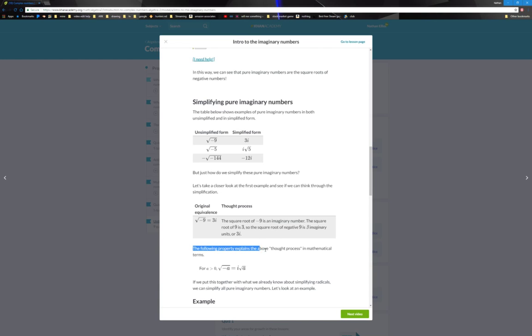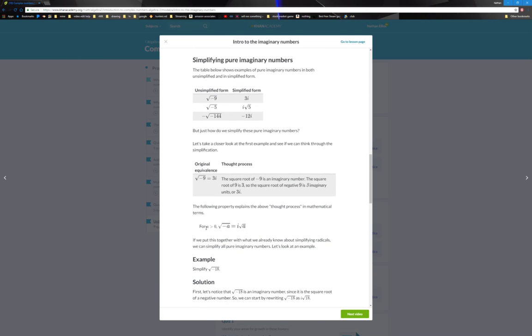The following properties explain the above thought process in mathematical terms. If a is greater than 0, then the square root of -a equals i times the square root of a. So if -a is less than 0, then the square root of that number is the square root of the positive number, in imaginary units. The square root of that number, and then imaginary units right after that.